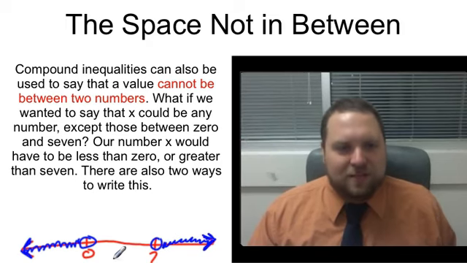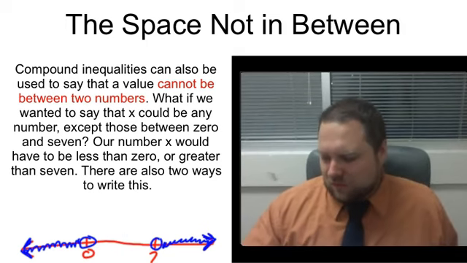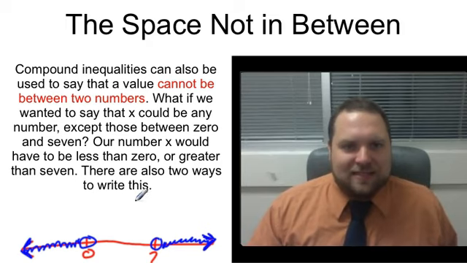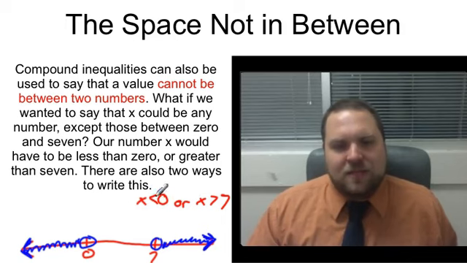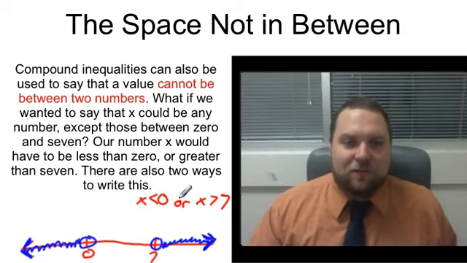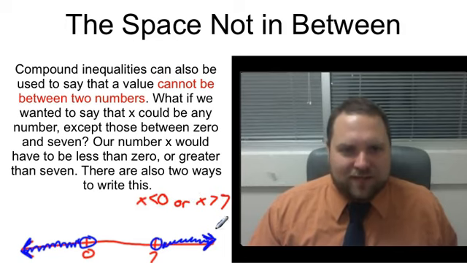And so before we were talking about just the area in between, now we're talking about not that area in between. And so when we go to write this, what we can say is that if we just look at this part over here, x has to be less than 0. We could also say that x has to be greater than 7, and it's either one or the other, so we would say or in between them. Just like in a compound sentence, you have and or in between them. In a compound inequality, you can have and or. So x is less than 0 or x is greater than 7.